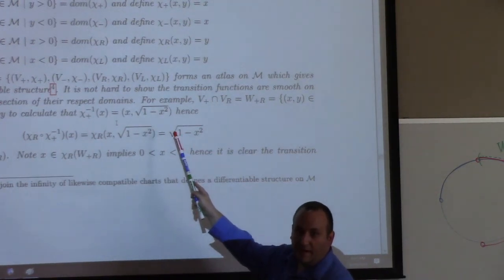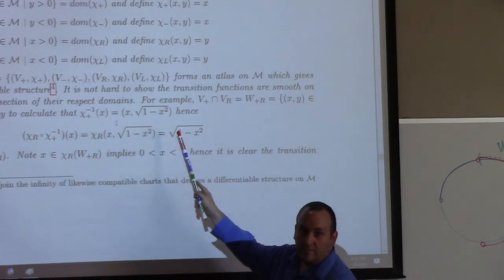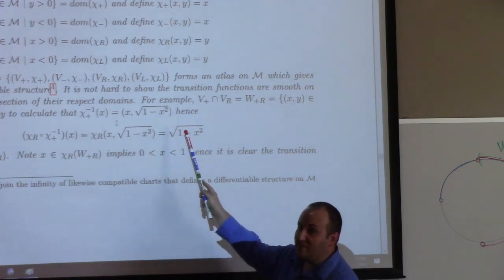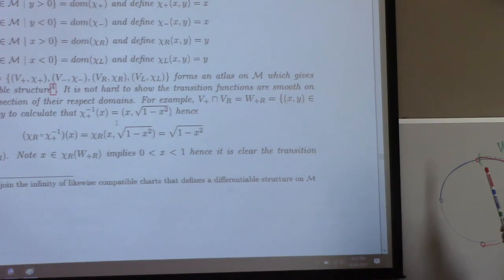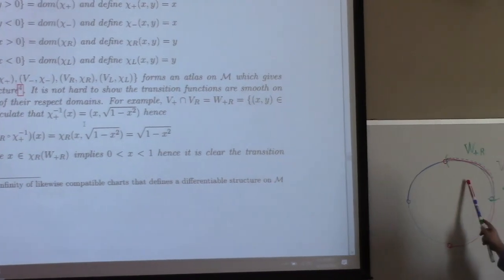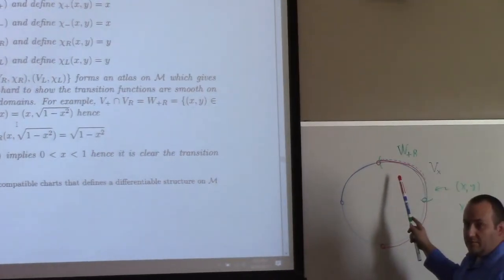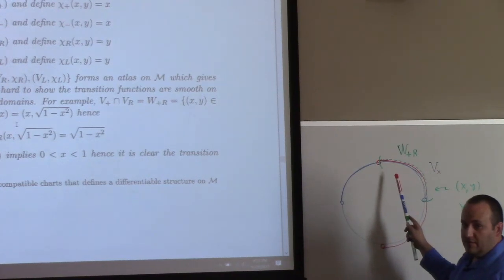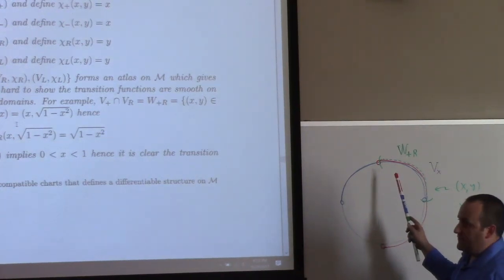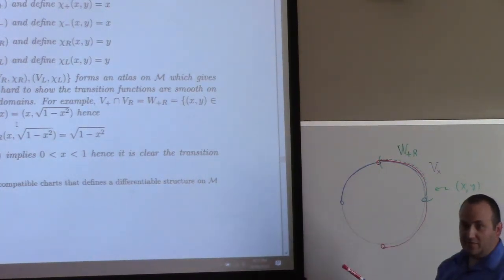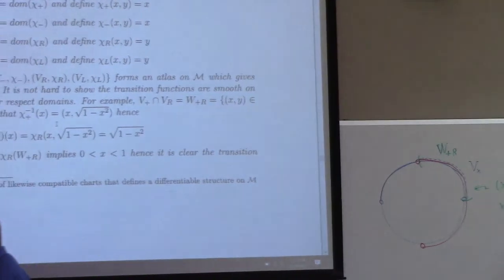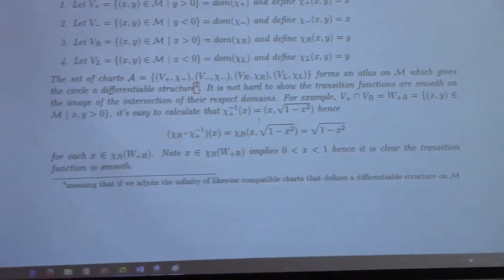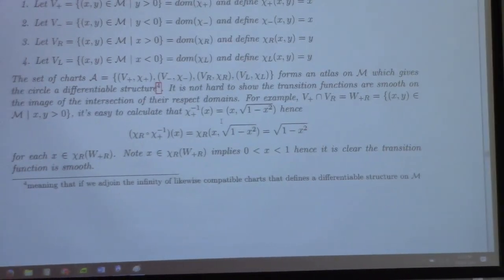Is that a smooth map? Well, it's not smooth if x equals 1. But good news, x equals 1 is not in here. This has x between 0 and 1, not included. So it is smooth. And the transition maps between any of these 4 charts is very similar, almost the same kind of argument. So the circle paired with these four charts forms an atlas.